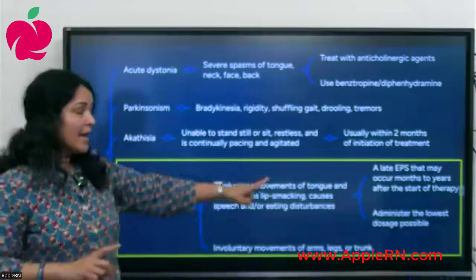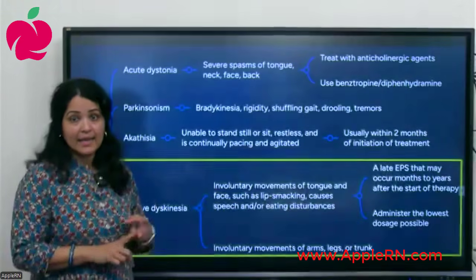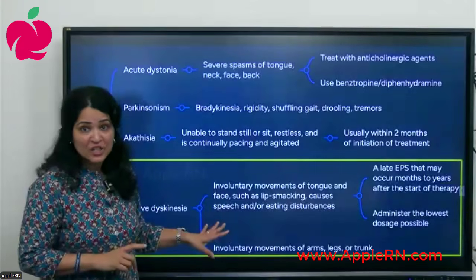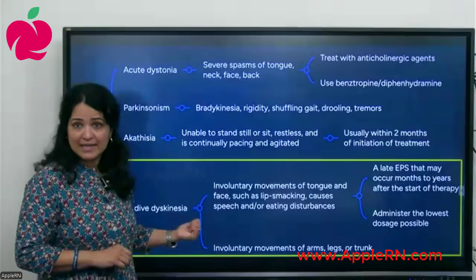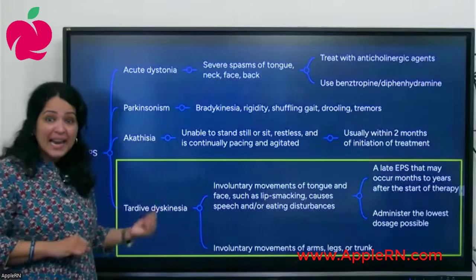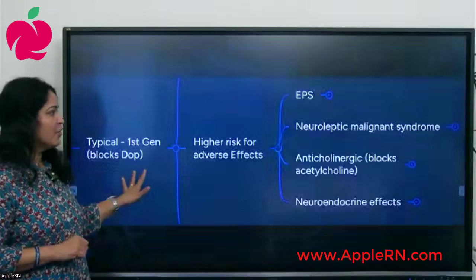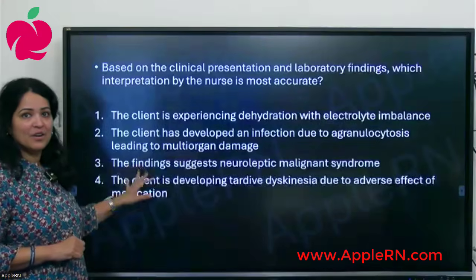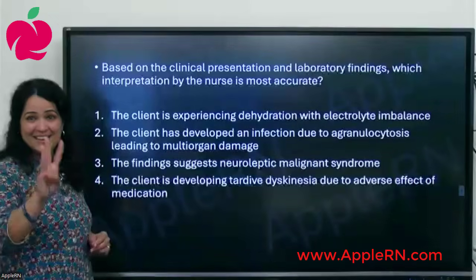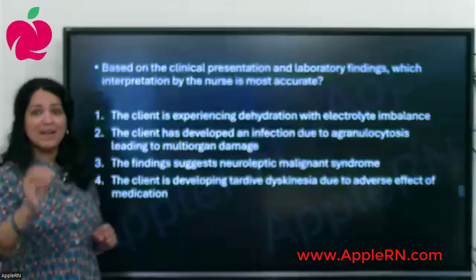Number one, it doesn't happen all of a sudden. It takes time. Second, the movements are different. Third, the lab values don't change because of tardive dyskinesia. Okay, does that make sense? So I am going to eliminate tardive dyskinesia here. In that case, I think you all know the answer, because the next option here is number 3: the findings suggest neuroleptic malignant syndrome.